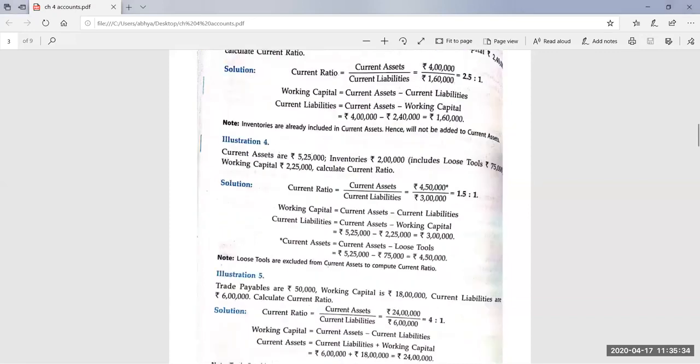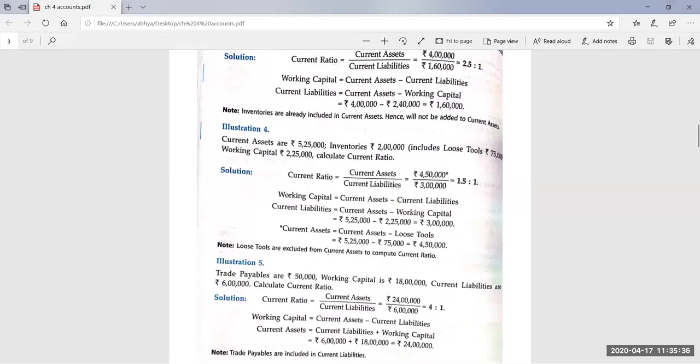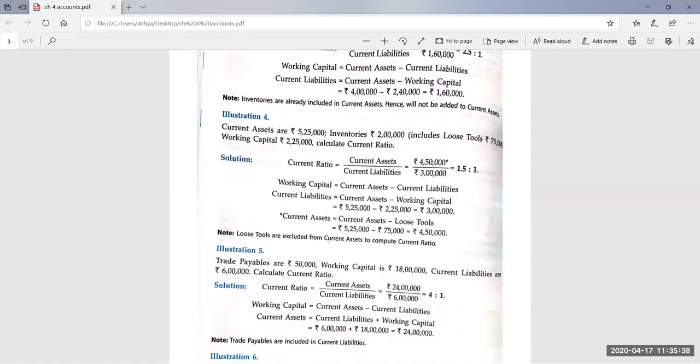Okay, now I'm showing the answer. The answer is 4:1. Very good, students. Varun, Anushka. Anushka Bansal, you have done something wrong, I think.